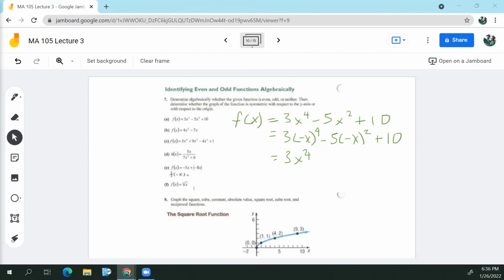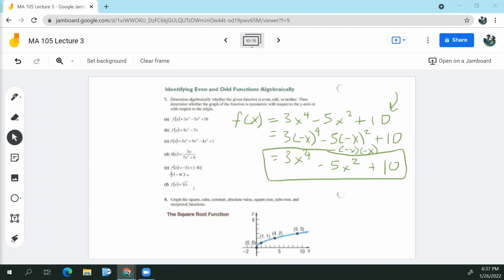Negative x squared, that would be 2 times. So this would be negative x times negative x. Now, if I have 2 negatives and I multiply them together, I get a positive. That's absolutely correct. So with negative 5x squared, the x squared is positive, plus 10. Now, lo and behold, this value is the exact same as the original value. So since it's the exact same, we know this function is even. Very good.